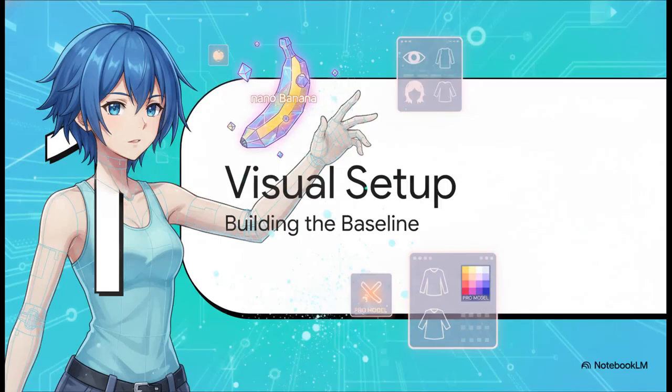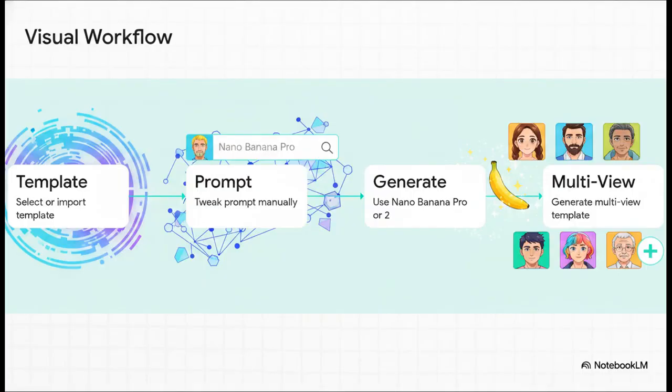Okay, let's start with phase 1, character visual setup, where we build the baseline. This is where we establish the foundational visuals of our character using Flow and the Nano Banana Pro model. The visual setup loop here is honestly just fascinating. You can start with a preset template, sure, but because you can't highly customize those presets just yet, the real pro move is to tweak the prompt manually. You want to generate from scratch using Nano Banana Pro or Nano Banana 2. So you type in your standard prompt, say, a man in his 30s with short hair looking at the camera.